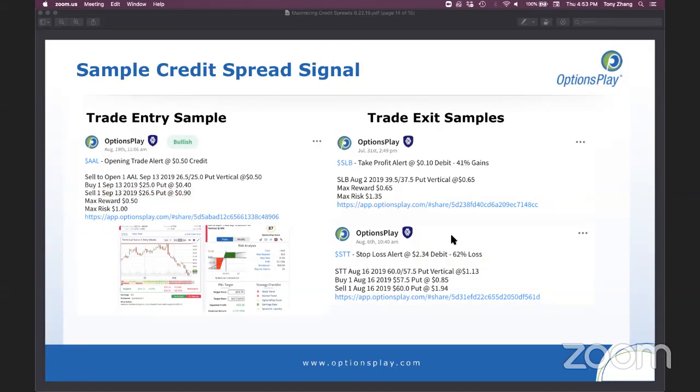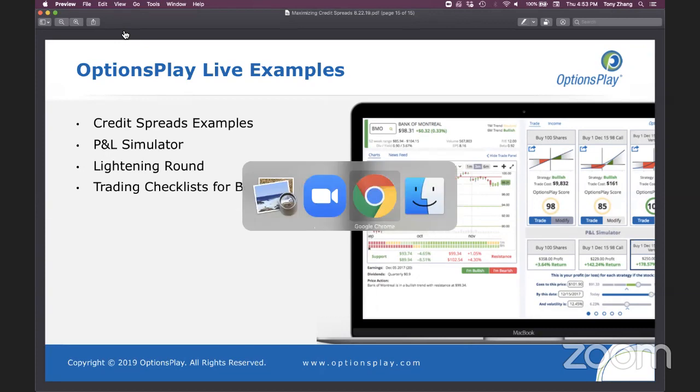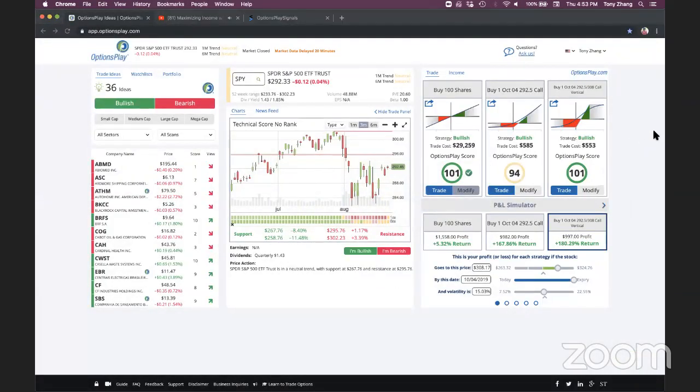And for those of you that have some questions, I will take a look at some of your questions here in one moment, but before I start answering any questions, I do want to go through some live examples, just to show you guys these tools that are available to you here at Options Play. If you are not a subscriber to the credit spread trading system and you want to trade your own credit spreads, I want to show you how to utilize our system to do so.